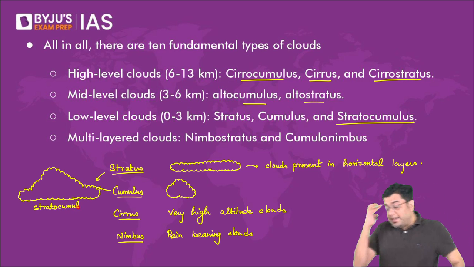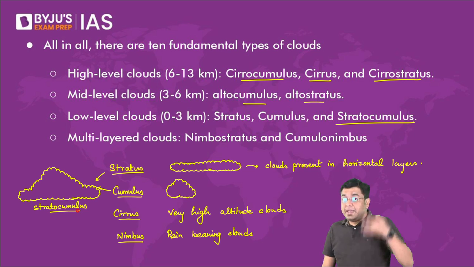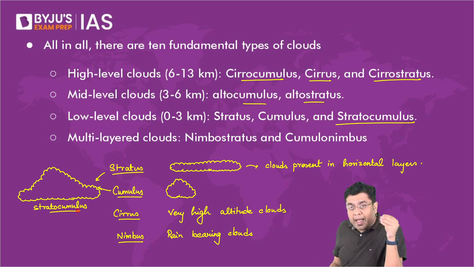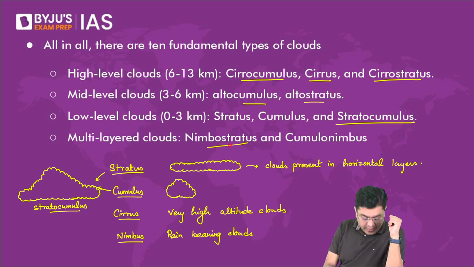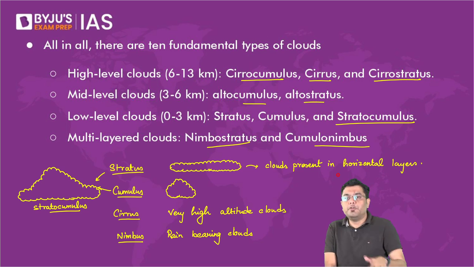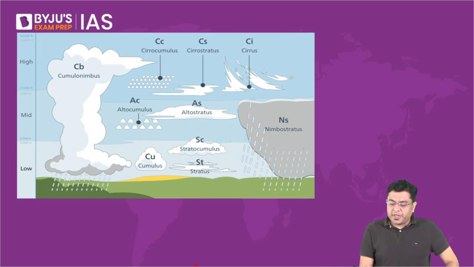Okay, and then you have certain clouds which are multi-layered, which can have their formation right at around 2 kilometers from the ground surface, and they can extend for many kilometers in thickness. The ones which appear very dark and which cause significant amount of rainfall. So you can have nimbostratus and cumulonimbus. So here you have a kind of a schematic representation of the same.